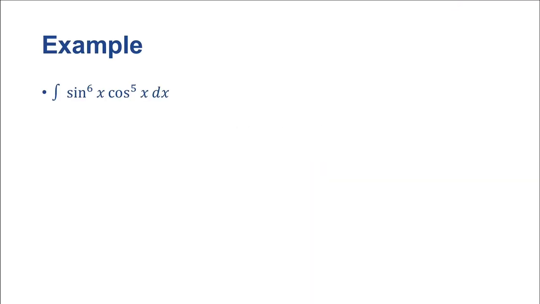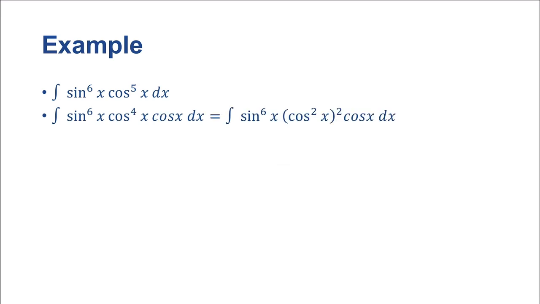So here's our first example. I want us to integrate sine to the 6th of x times cosine to the 5th of x dx. Immediately we can see that we have an even power on sine and an odd power on cosine. Okay, so let's think this through. We are going to want to strip off a power of cosine because that's the odd power. We're going to want to make that something that's an even power.